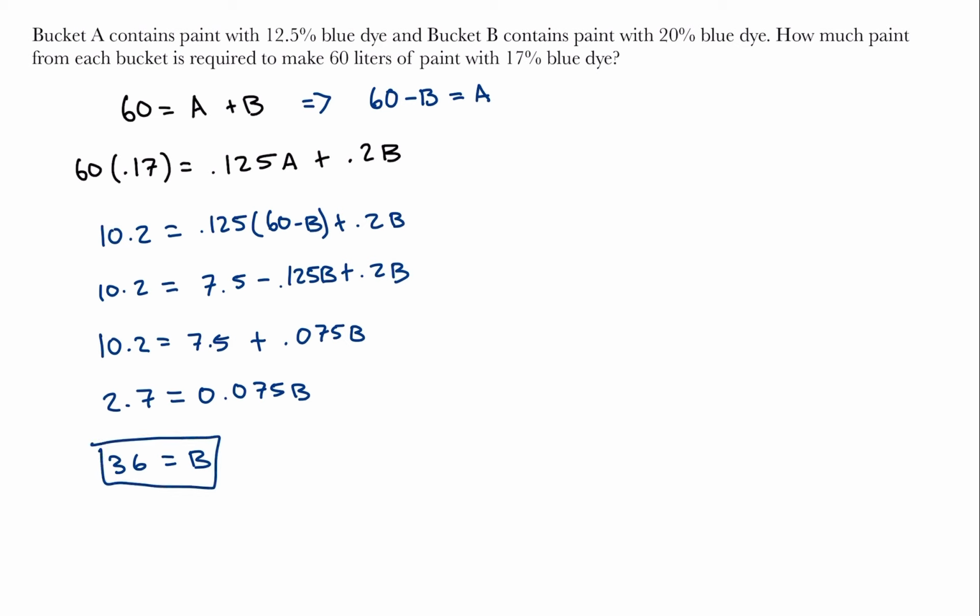Now that I have my B, I can use that and plug it into one of these equations to solve for A. So I'm going to plug it into this equation right here. Okay, that's going to give me 60 minus B, which is 36. And 60 minus 36 is going to give me 24. Or in other words, A equals 24.